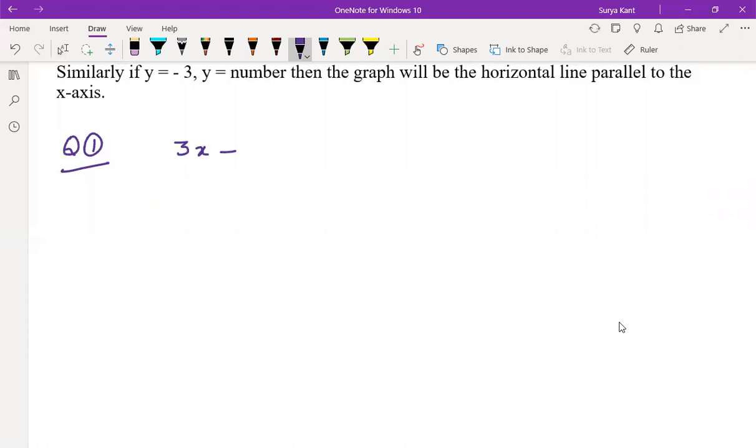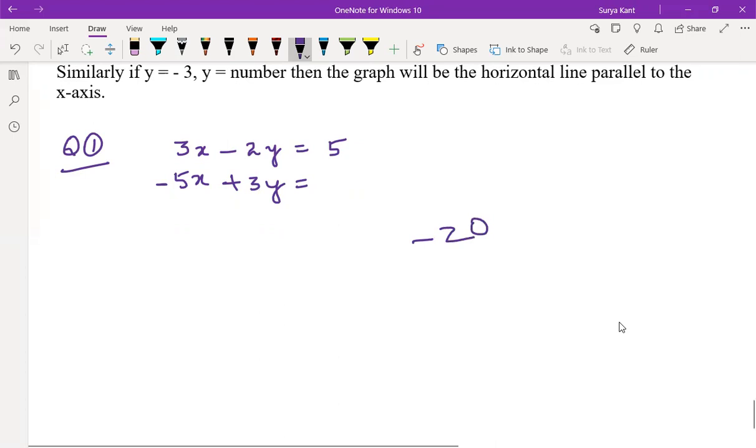3x minus 2y is equal to 5. Then I'm telling you, 5x plus 3y is equal to minus 14. This is the question, children.